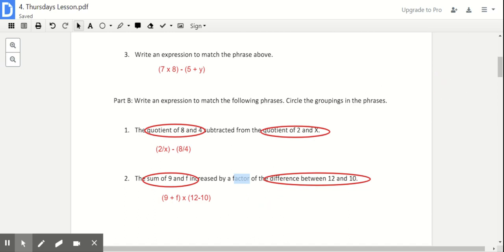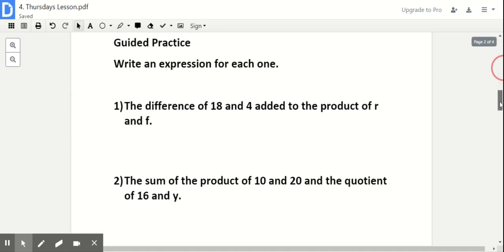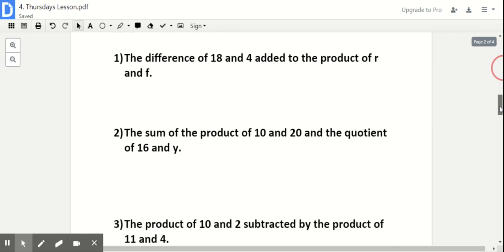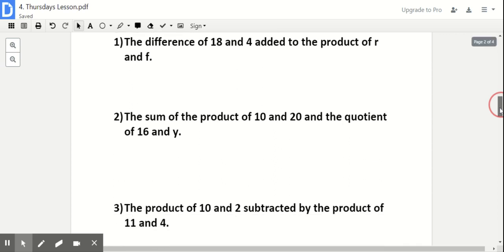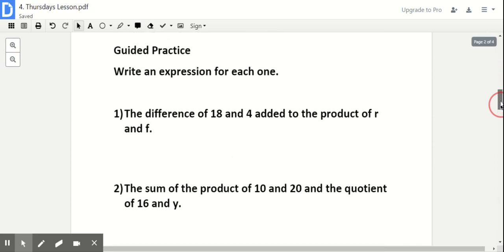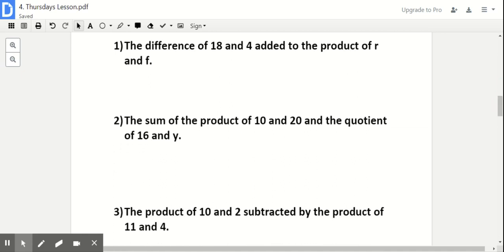All right, we are going to get into some guided practice together, and then we're going to take some notes. So let's try out the guided practice together, and then after that, we'll get into notes, and then you will be off to try out the practice packet for today before you get into the exit ticket. So guided practice, write an expression for each one. Number one, the difference of 18 and 4 added to the product of R and F.